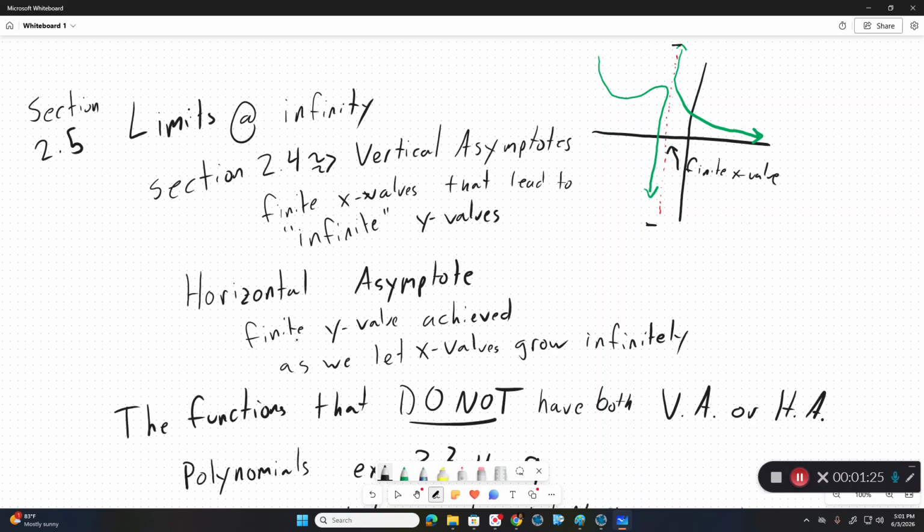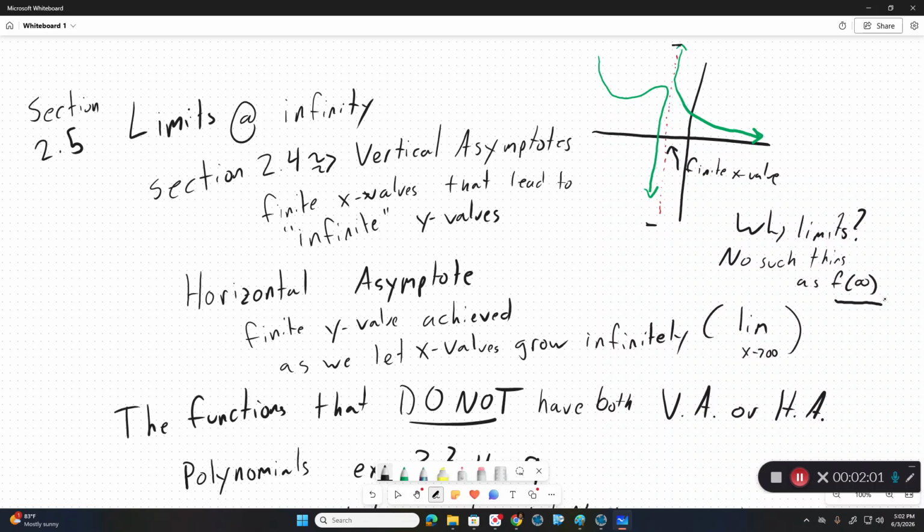A horizontal asymptote is different. As we let x values grow infinitely, i.e., we take a limit as x approaches infinity, maybe we can calculate some finite y value. And once again, there's no such thing as f of 1,000. Sorry, I keep reading them as zeros. There's no such thing as f of infinity. And again, what do we do when we are interested in a value that is unevaluatable? We instead take the limit.